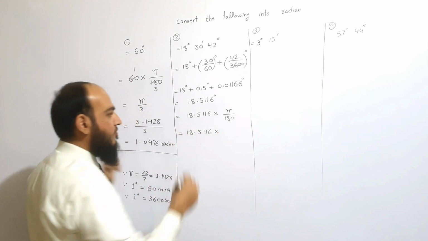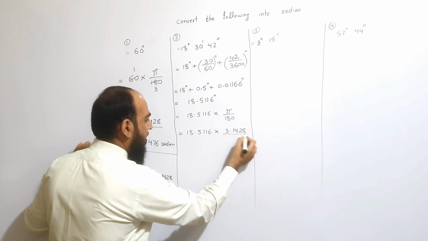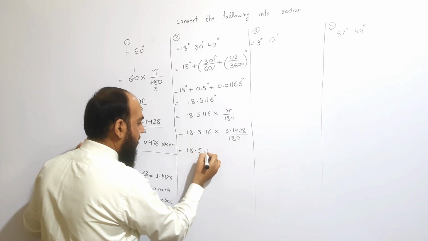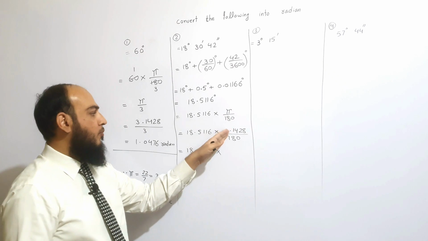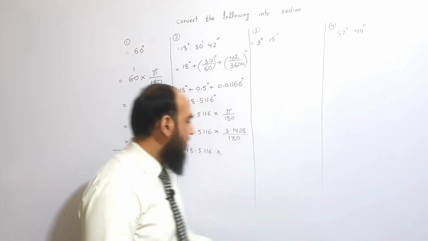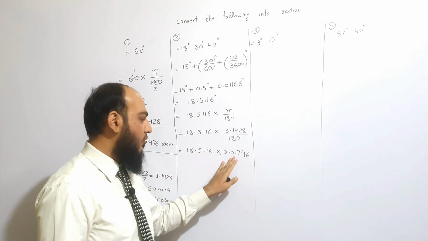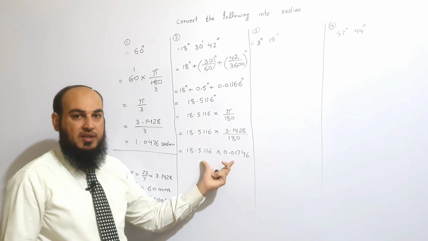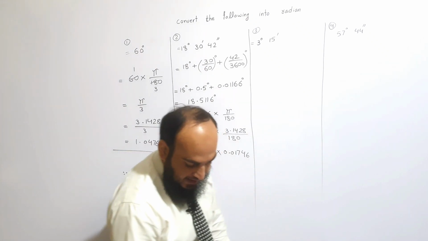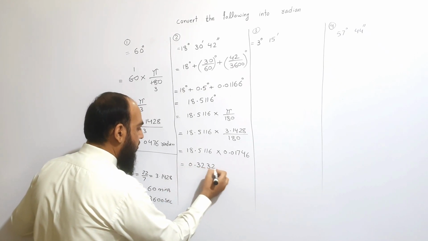18.5116 multiplied by the value of pi, that is 3.1428, divided by 180 as it is. You have to divide 3.1428 by 180, and you will get 0.1746. Now you have to multiply them, then you will get the final answer. If you multiply them, you will get 0.3232 radian.